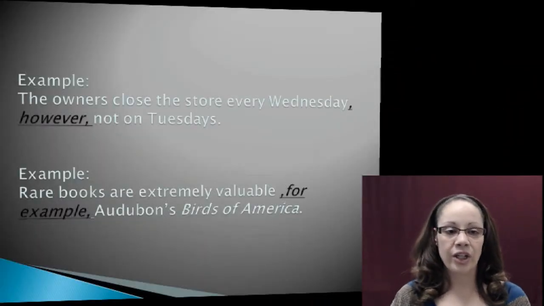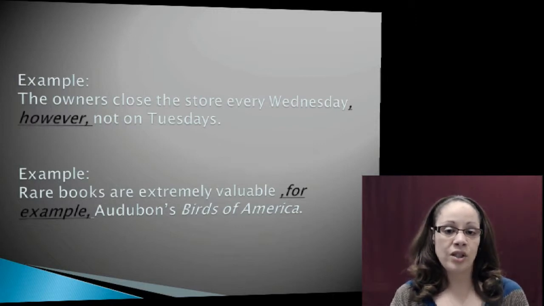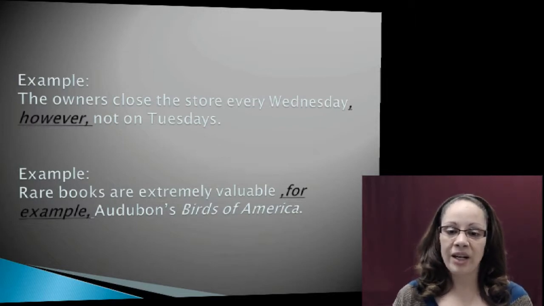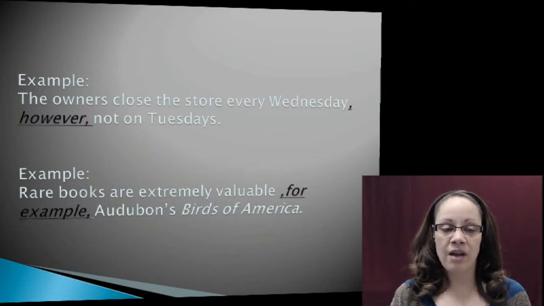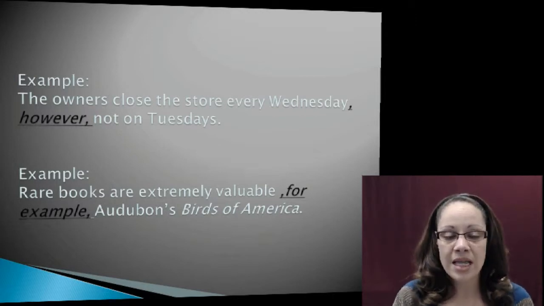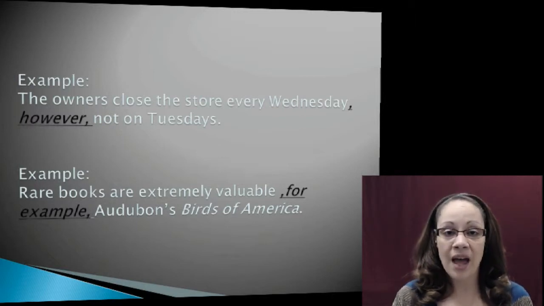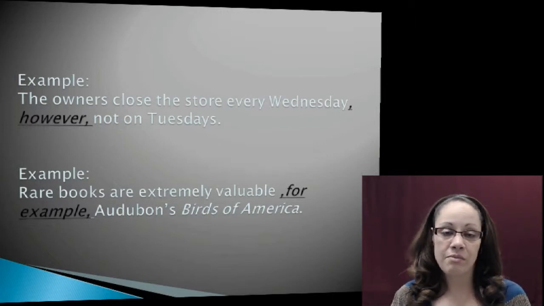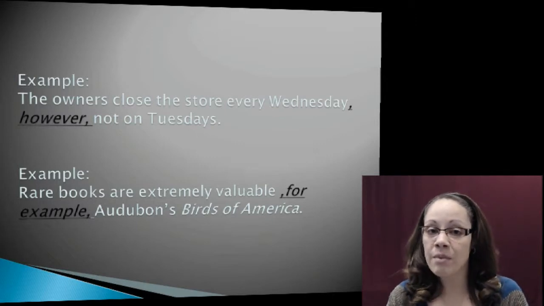Have my example here. The owners close the store every Wednesday. That's my independent clause, my complete sentence. Close is my verb, owners is my subject. Now I want to add a little bit of extra to this sentence. So I'm using my conjunctive adverb or transitional phrase, however, that I'm continuing the sentence with, not on Tuesdays. If you notice, not on Tuesdays is not a complete sentence, can't stand alone and make sense. Not on Tuesdays. What's not on Tuesdays? So it's a sentence fragment by itself.